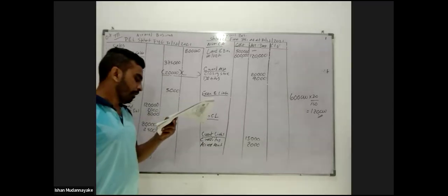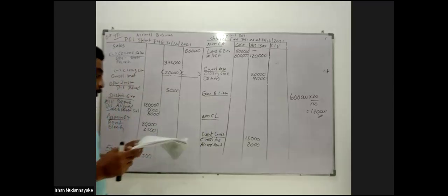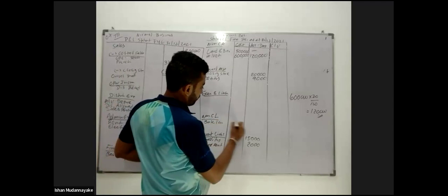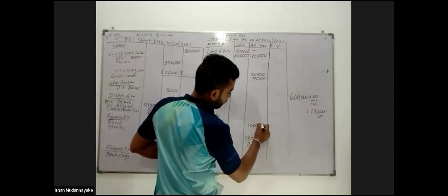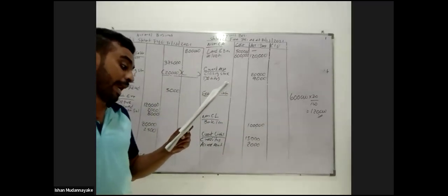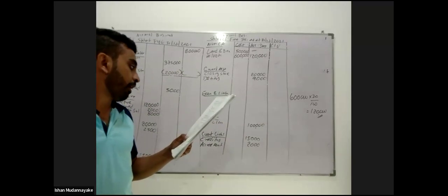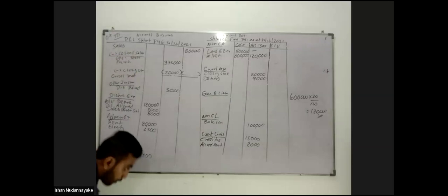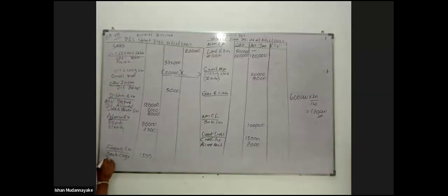Next one, 10% bank loan 100,000. Bank loan, non-current liability 100,000. And then, 10% bank loan, so the bank loan interest for the period is how much? 100,000 times 10% is 10,000. Bank loan interest for the period, finance expense 10,000.